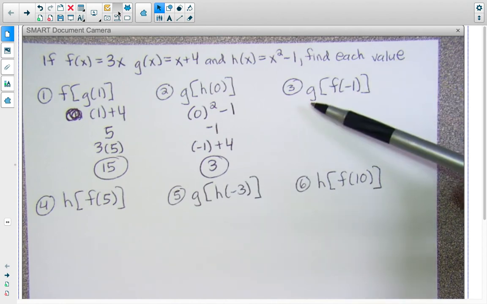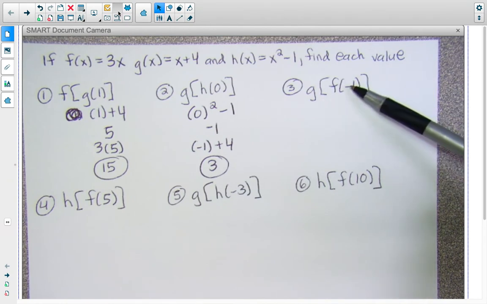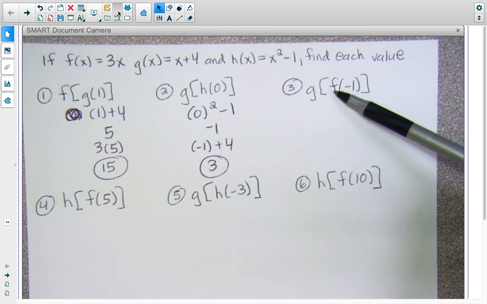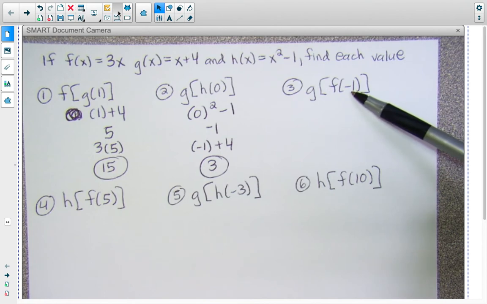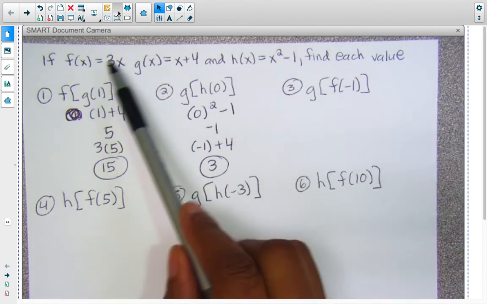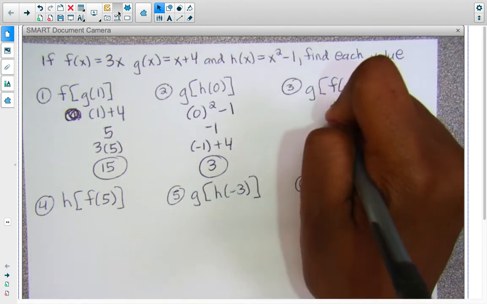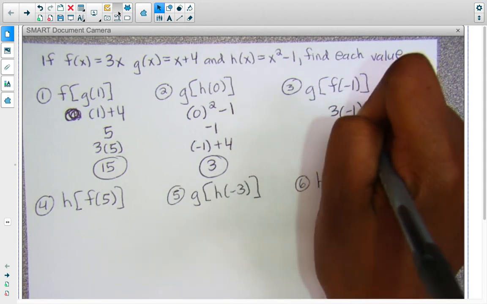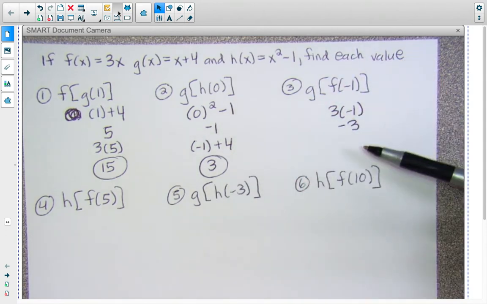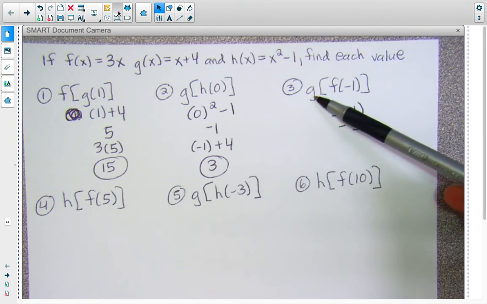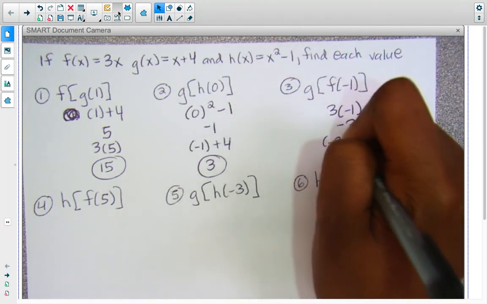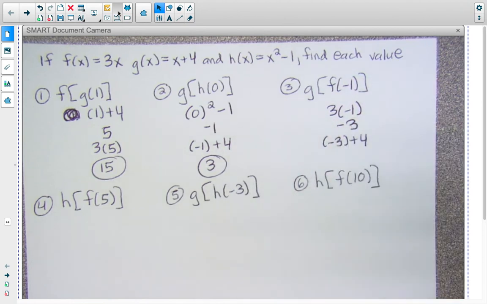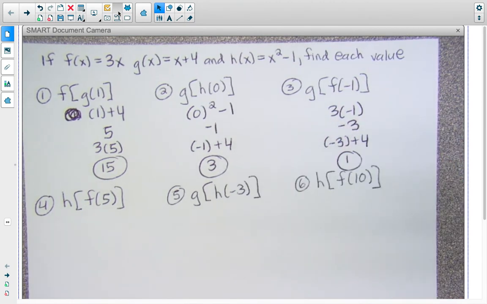Number 3, g of f of -1. We're going to take -1, substitute it into f, take that number, substitute it into g. So -1 is going to go in for f. It's going to go in right there. So we know this gives us -3. Now take -3 and substitute it into g. g is x plus 4. So it's going to be -3 plus 4. We add this together, we get 1 as our final answer.